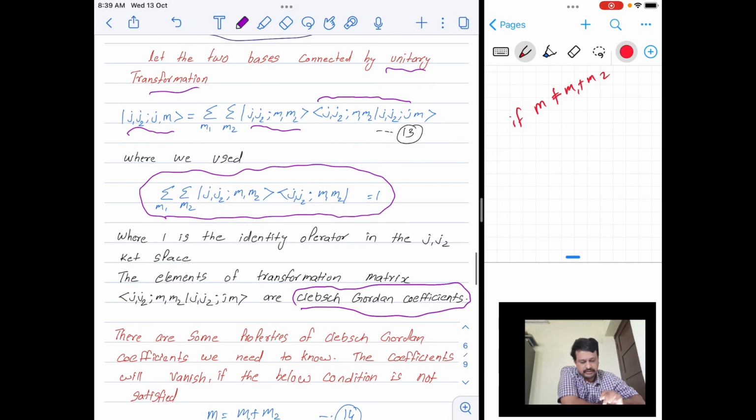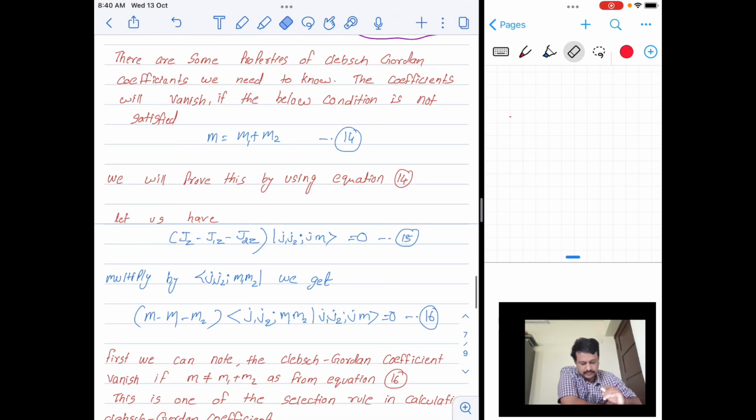You can clearly see this is our Clebsch Gordan coefficient, and if m is not equal to m1 plus m2, that should be 0. But if m equals m1 plus m2, then it should not vanish, it should be not equal to 0. That is an important quantity, so we have to prove that.